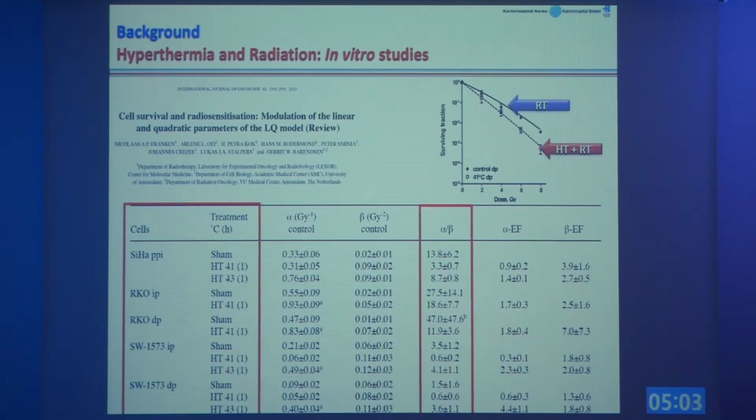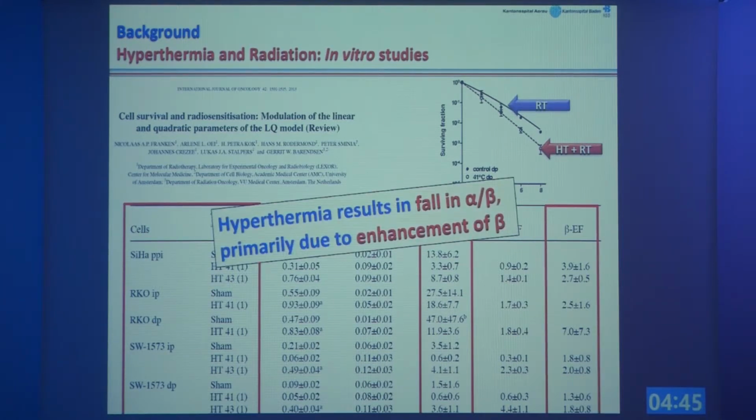And what you can see here is that the alpha beta value without hypothermia was about 13.8, and drops down to about 3.3. So there is a real decrease, and that's because the beta effect actually goes extremely high. That's what we expect. So hypothermia results in the fall of alpha beta, and this is primarily due to the enhancement of beta.